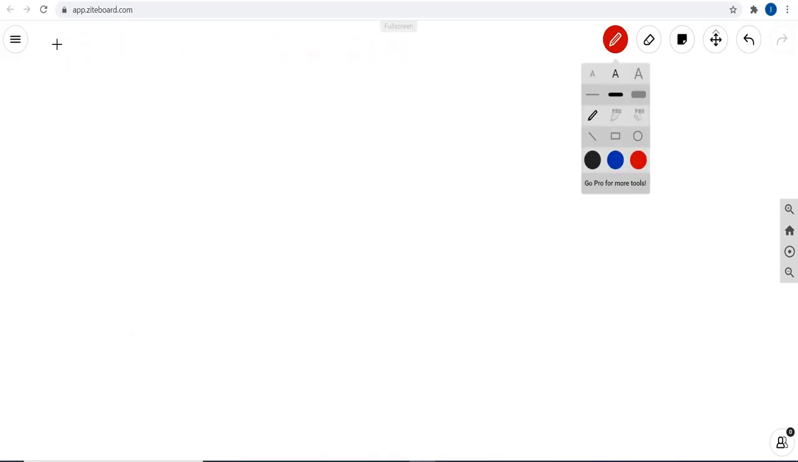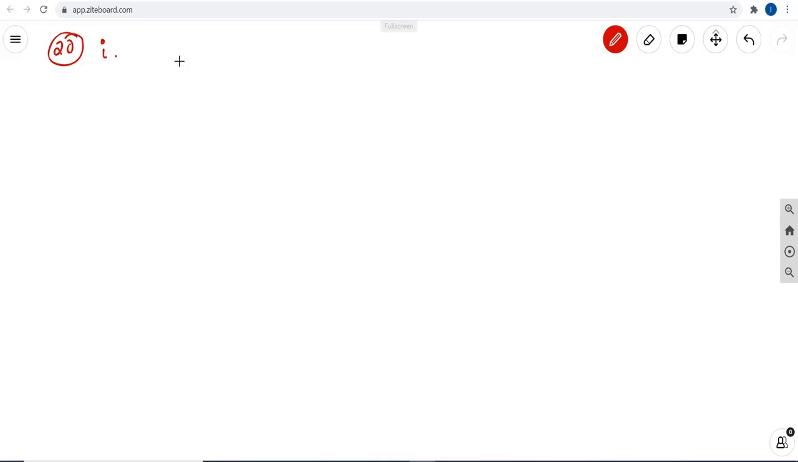Now we will start solving problem number 20. So problem number 20 is very easy. Here we have to use direct identities, that is A square minus B square. In problem number 20, he has given three problems. In that, the first is given as 987 whole square minus 13 square.